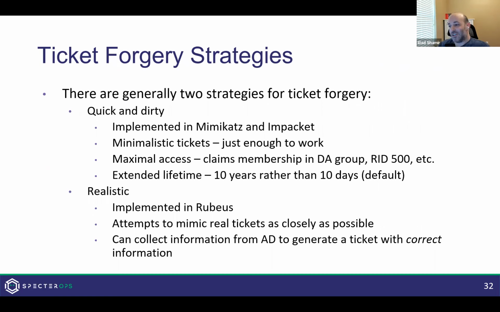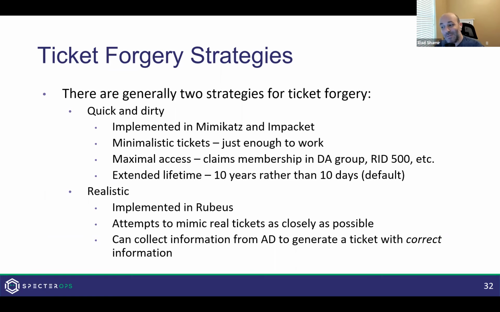When forging tickets, there are two general strategies. The quick and dirty strategy, implemented in Mimikatz and in Impacket, and the realistic strategy implemented in Rubeus. The quick and dirty approach forges a minimalistic ticket with just the mandatory fields, claims group memberships in all the privileged groups like domain admins, and slaps a 10-year lifetime on the ticket rather than the normal 10 hours, which is the default.